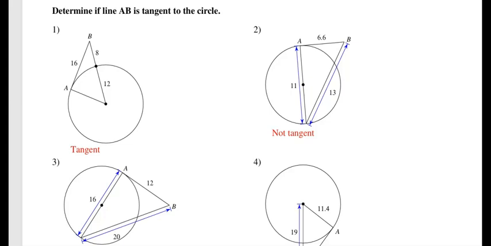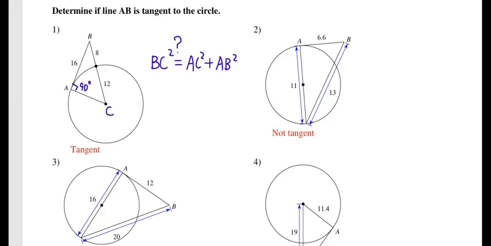Our first practice is to determine if line AB is tangent to the circles. If line AB is tangent to the circle, this angle BAC, let me give it another name, C, must be 90 degrees. If it's 90 degrees, guess what? BC squared must equal AC squared plus AB squared. Is it? We're going to check. If yes, then it's tangent.